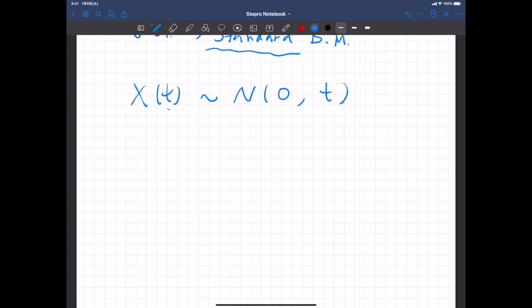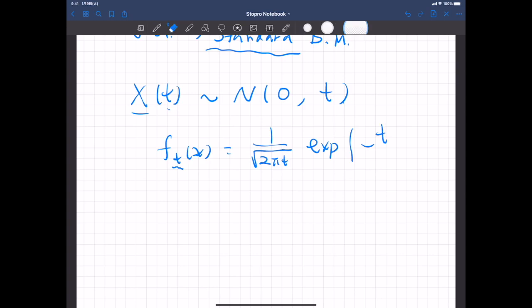So the density function of this x, which is parameterized by time t, is this, the density function for the normal distribution. Not t, x squared over 2t. So the variance is t.